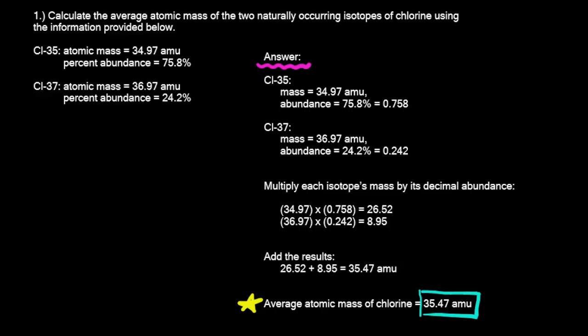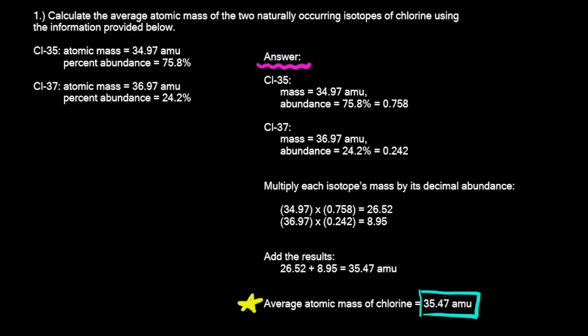Next, in step 3, we need to multiply each isotope's mass by its corresponding decimal abundance. So for chlorine 35, we need to multiply 34.97 by 0.758 to get a value of 26.52. For chlorine 37, we need to multiply 36.97 by the value 0.242 to get a value of 8.95.